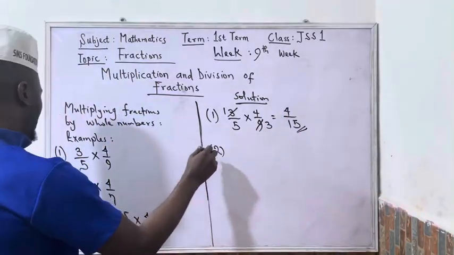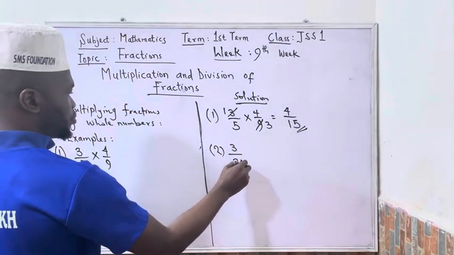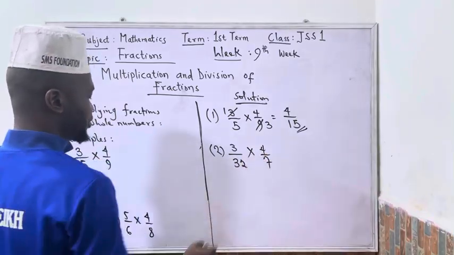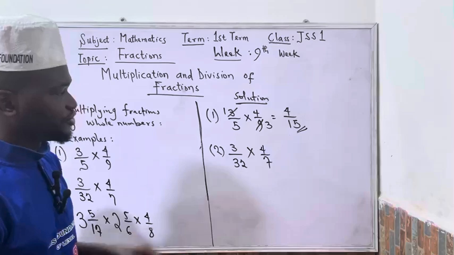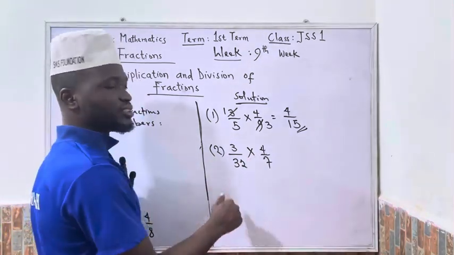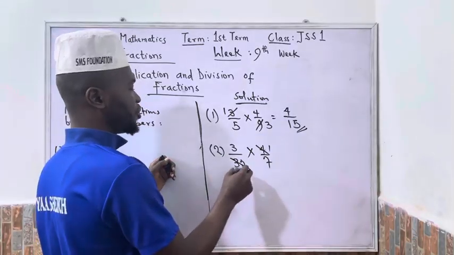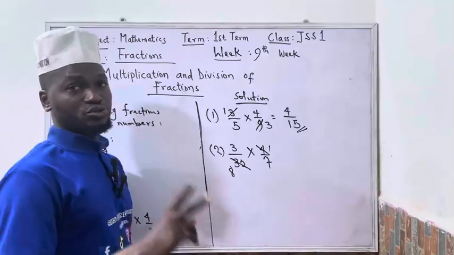Let's go to number 2. This is 3 divided by 32 multiplied by 4 divided by 7. Now look around and see what are the things that can reduce. So 3 and 7, no way. 4 and 32, there is way. 4 here, 1. 4 here, 8. Of course, 4 can divide 32 8 times.